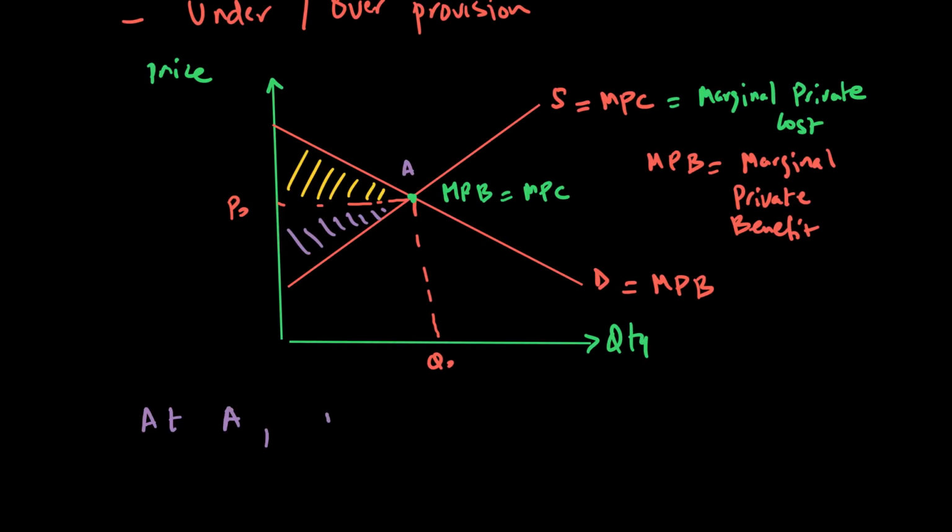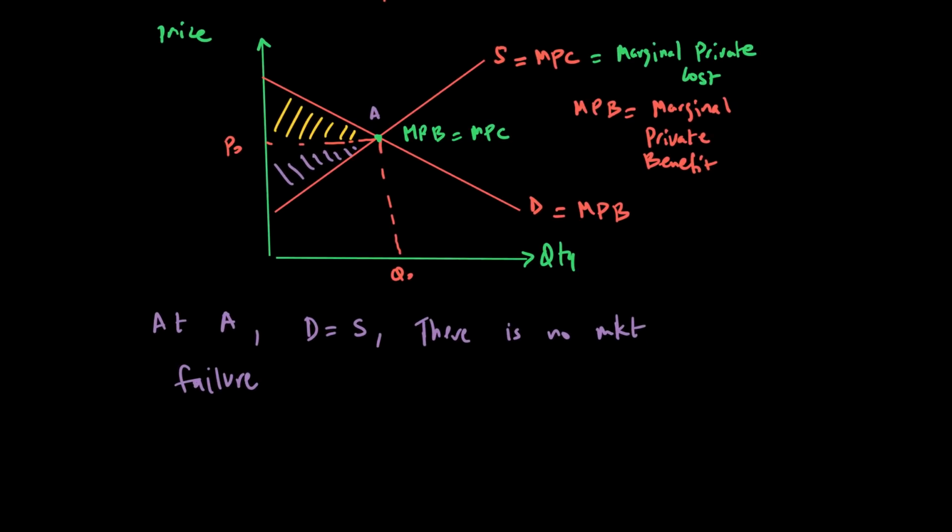At A, which is equilibrium, demand equals supply, and there is no market failure. If there is no market failure in this market, then clearly consumer surplus and producer surplus are maximized. Why do I say they are maximized? Look at this point, for example.